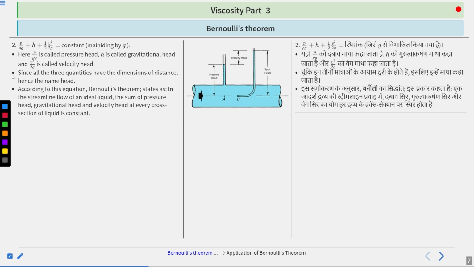According to this equation, Bernoulli's theorem states that in the streamlined flow of an ideal liquid, the sum of pressure head, gravitational head, and velocity head at every cross section of the liquid remains constant. Okay, that is not going to change. That is Bernoulli's theorem.